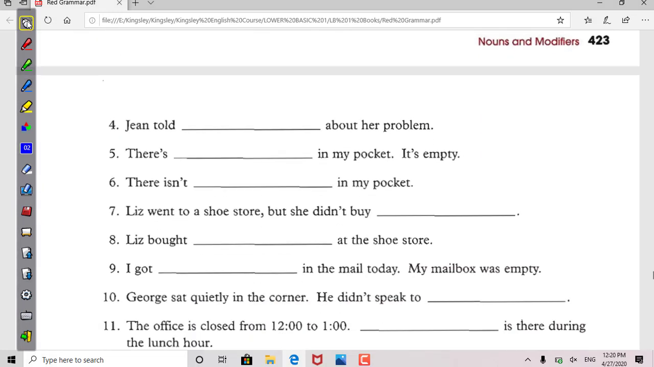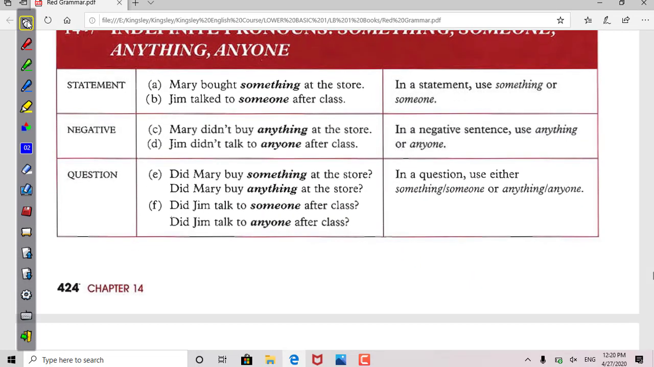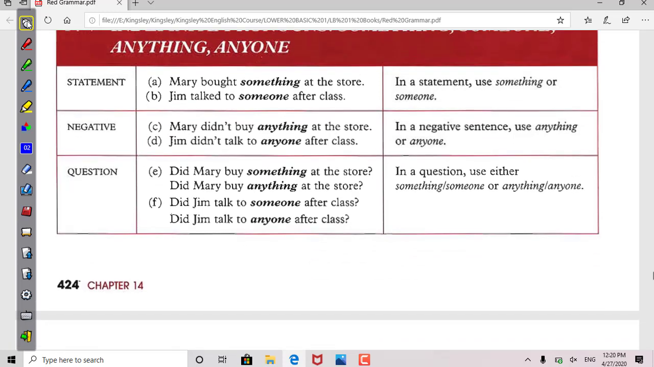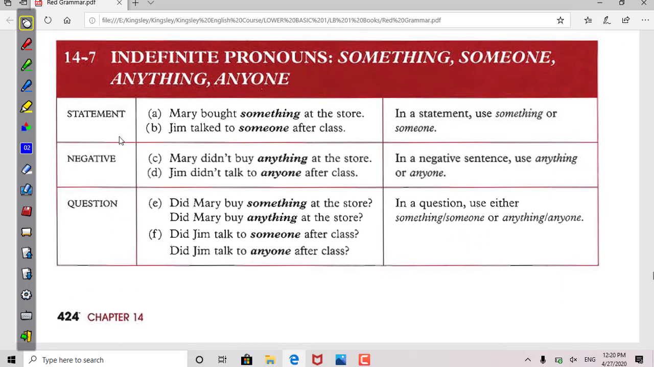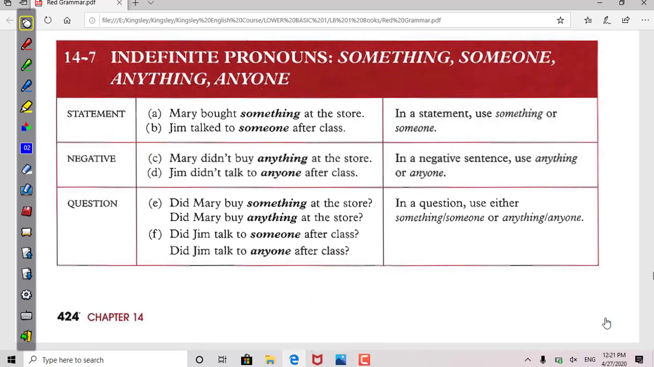This one will be on page 424. This one we talk about indefinite pronouns by using something, someone, anything, and anyone. Alright, so I will try to explain this one first. We have something, someone, anything, and anyone. Okay, this is something that you have to remember.